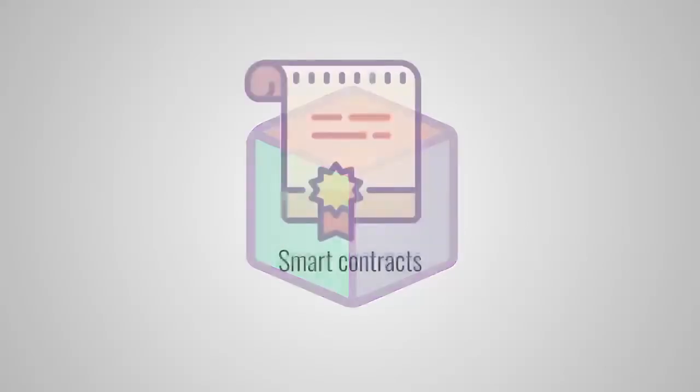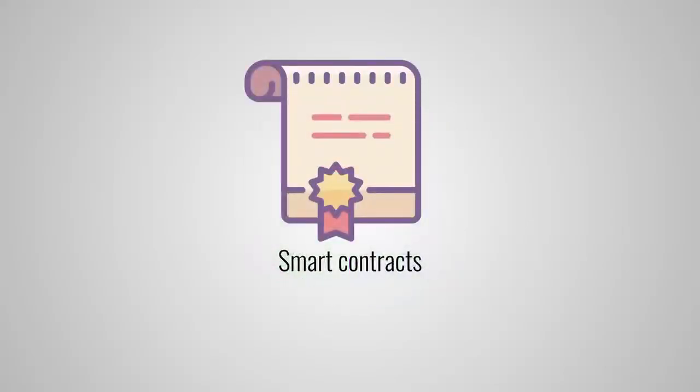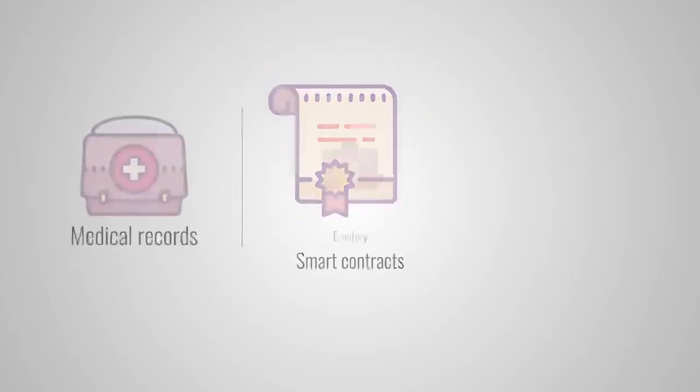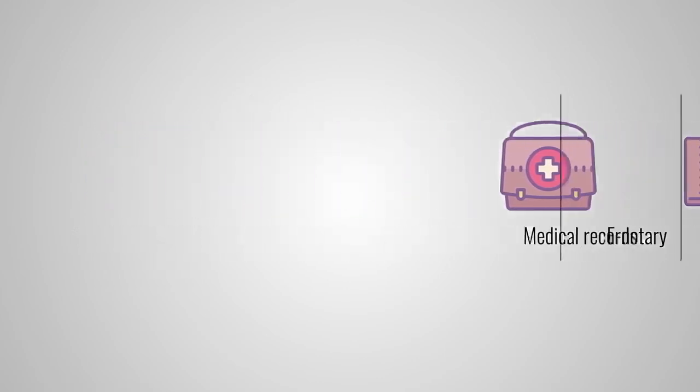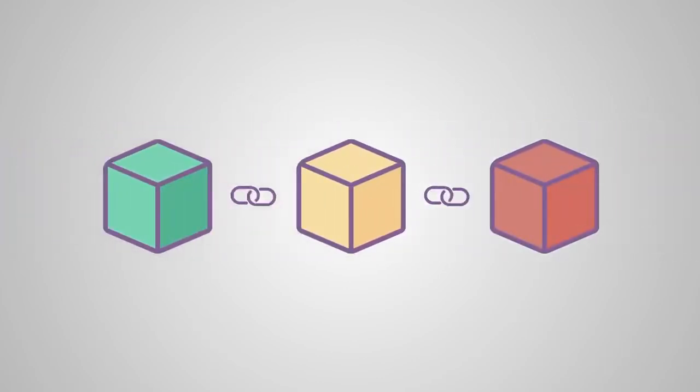Blockchains are also constantly evolving. One of the most recent developments is the creation of smart contracts. These contracts are simple programs that are stored on the blockchain and can be used to automatically exchange coins based on certain conditions. More on smart contracts in a later video. The creation of blockchain technology piqued a lot of people's interest. Soon others realized that this technology could be used for other things, like storing medical records, creating a digital notary, or even collecting taxes.